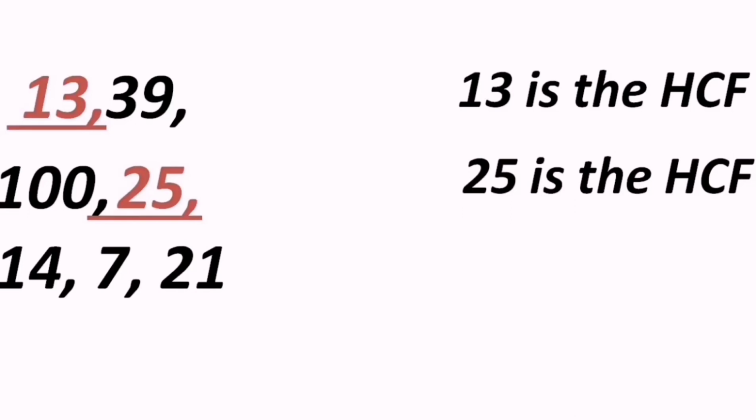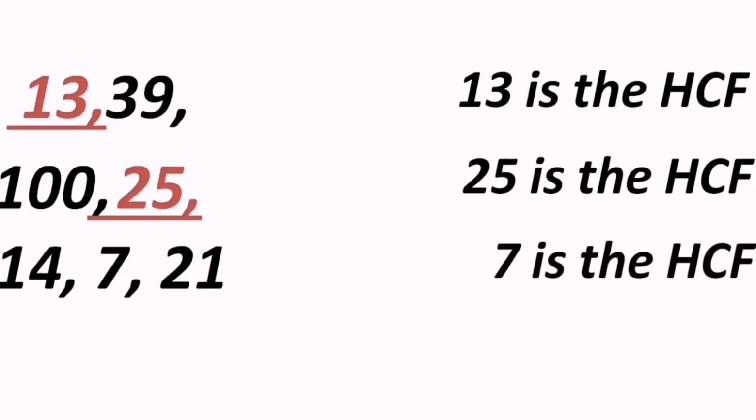Now, is there any idea what the HCF can be when 3 numbers are there? What do we need to check? We need to check the smallest number. Among these, 7 is the smallest, and the remaining 2 numbers, that is 14 and 21, are present in the table of 7. So we can say 7 is the HCF, being the number whose table is useful to get the numbers 14 and 21. Correct? And this is what we get by the observation method.